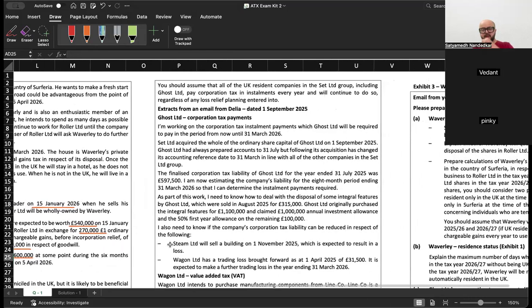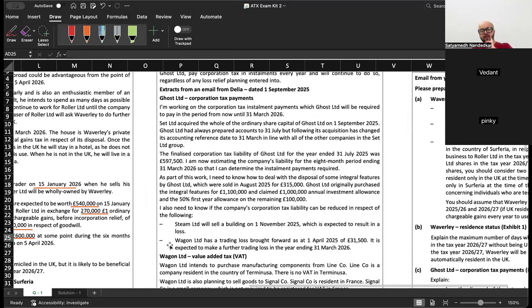You should assume that all of the UK resident companies in the Set Limited group, including Ghost Limited, pay corporation tax in installments every year and will continue to do so regardless of any loss relief planning entered into. I'm working on the corp tax installment payments which Ghost Limited will be required to pay in the period from now until 31st of March.